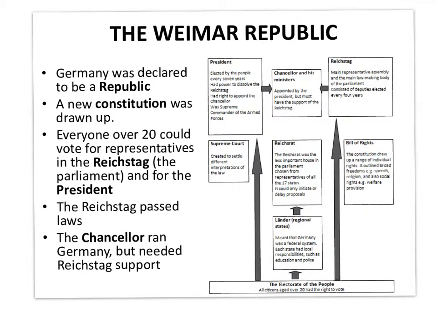Looking at the points on the slide here, we saw at the end of the previous podcast that Germany was declared to be a republic. That happened on the day the war ended, which was the 11th of November 1918. Now, let's just be clear exactly what that means.